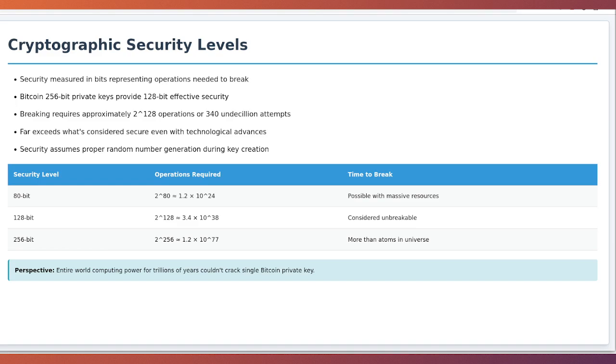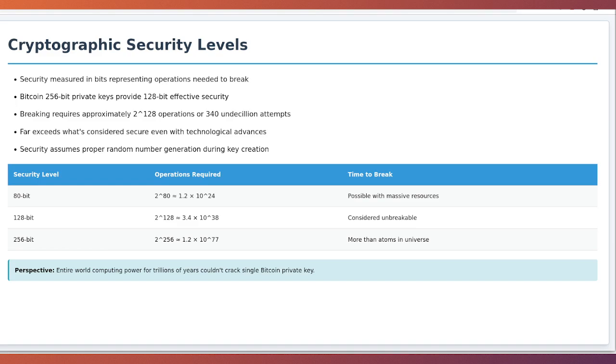It's approximately 340 undecillion, or 340 followed by 36 zeros. If every person on Earth had a billion computers and each computer could try a billion keys per second, it would take trillions of times the age of the universe to crack a single private key. The SHA-256 hash function provides 256-bit security against pre-image attacks and 128-bit security against collision attacks.